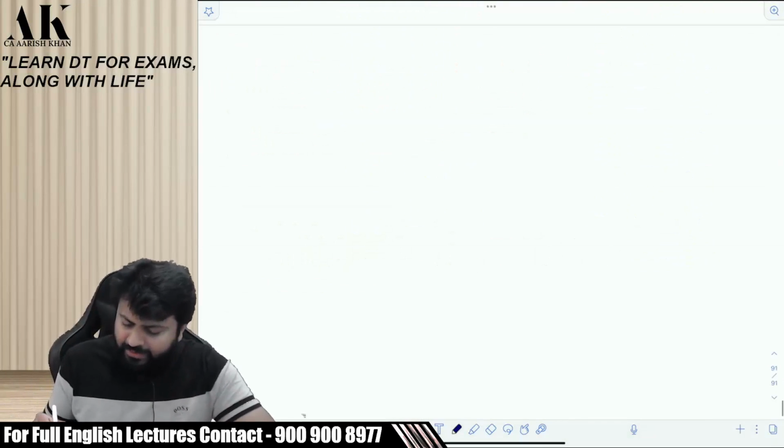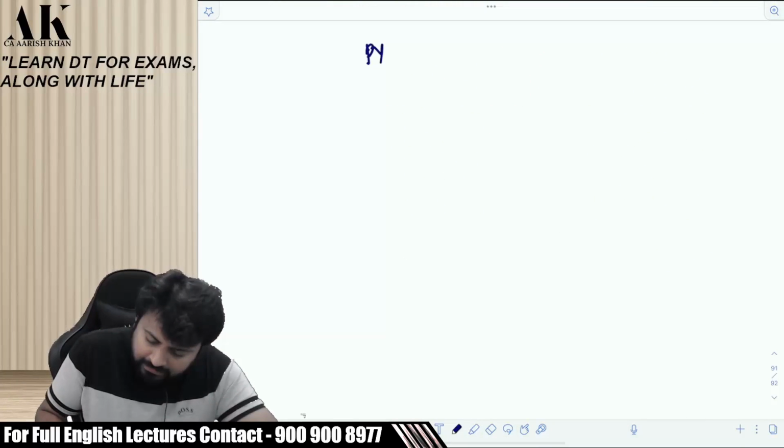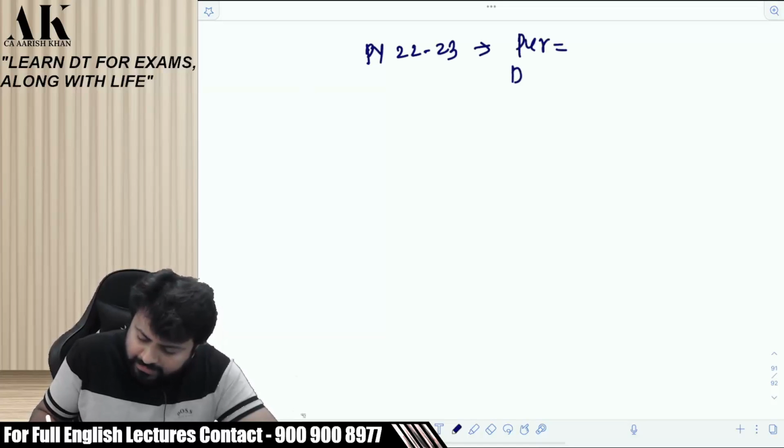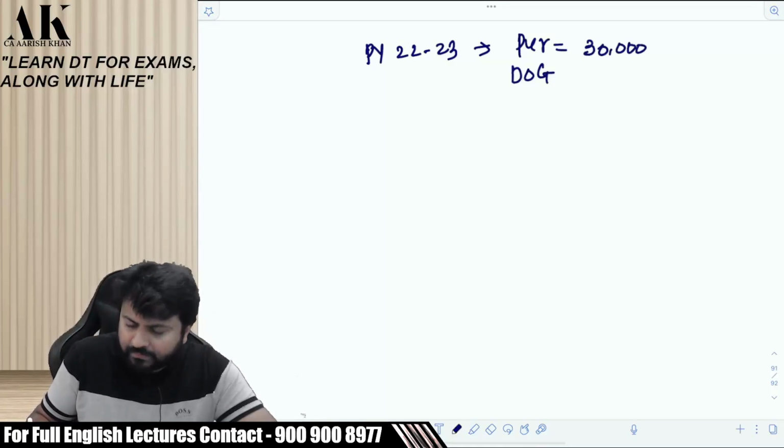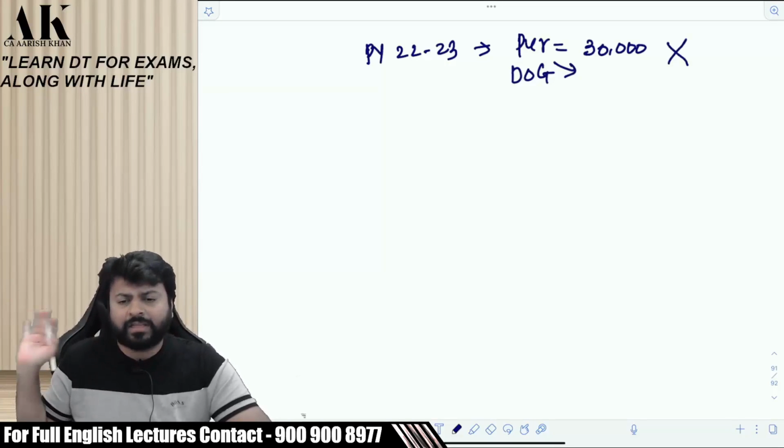Listen carefully, animal deduction. Say previous year 2022-23, I bought a dog. I purchased a dog for security purpose in my factory for 30,000 rupees. Then in the year of purchase, you won't get any deduction. Nothing would be allowed in the year of purchase. Okay.